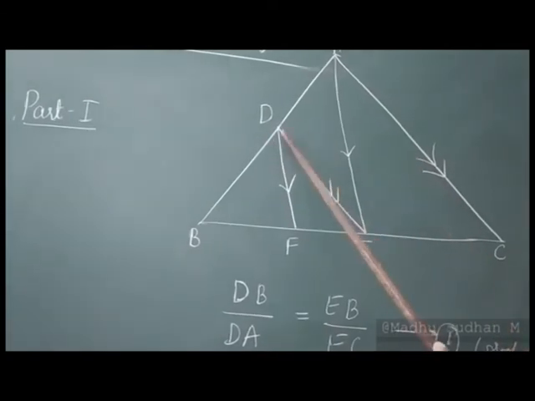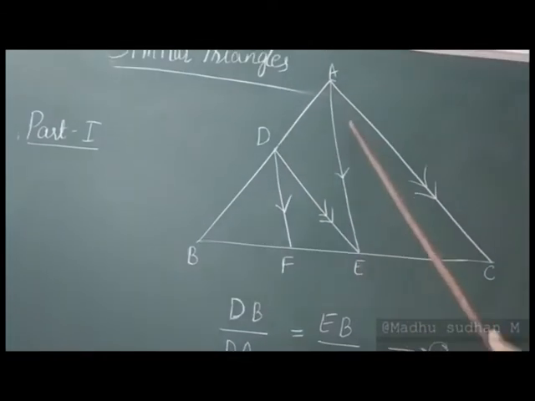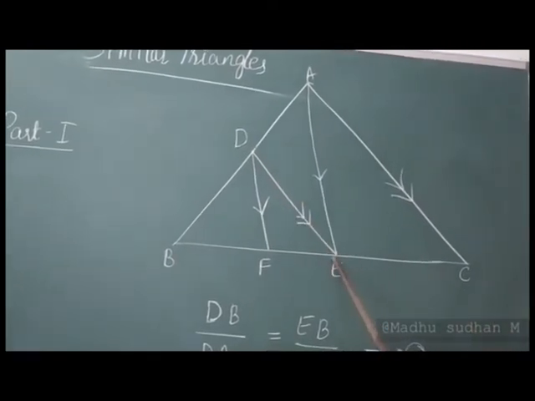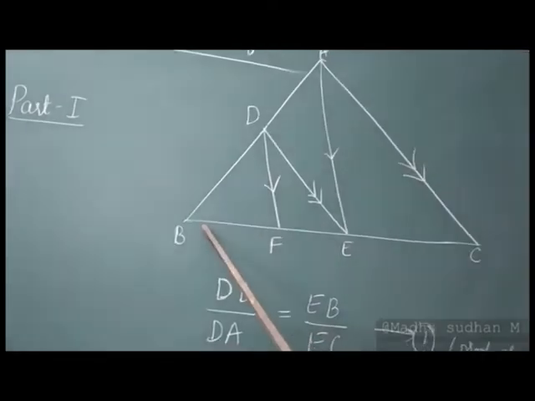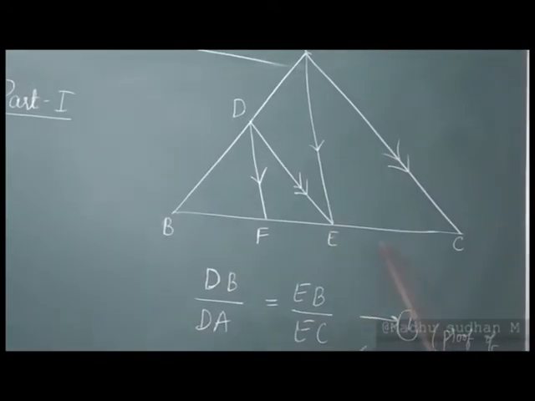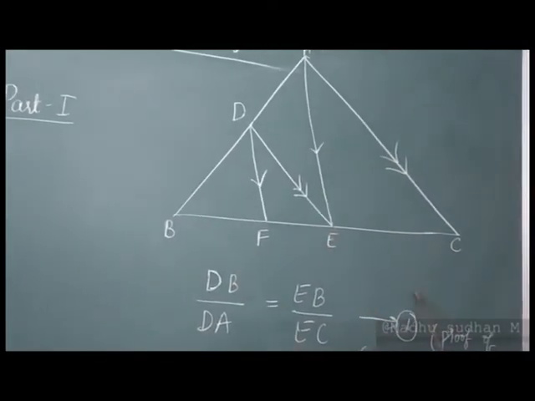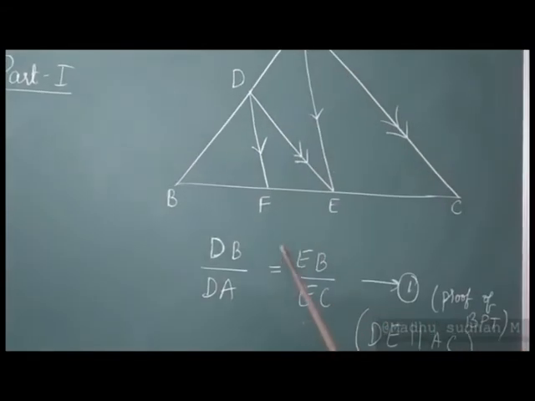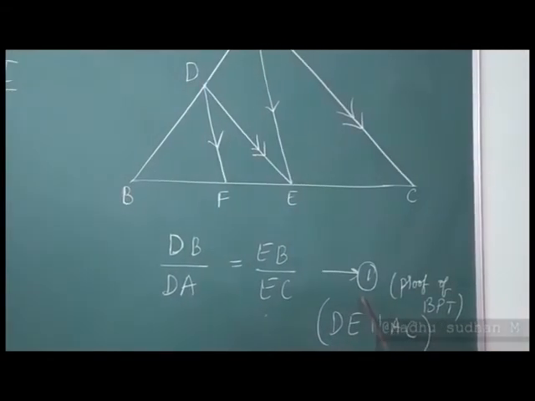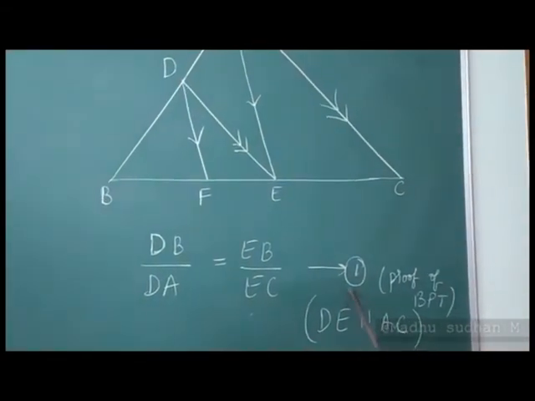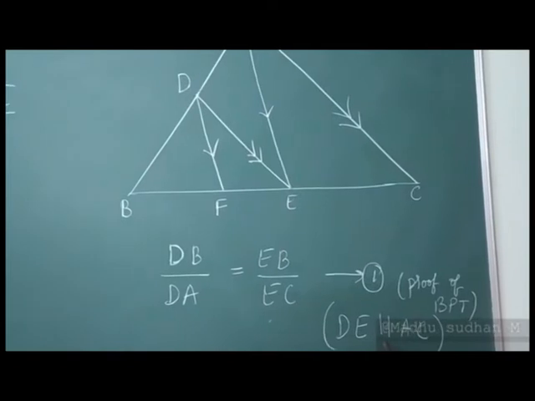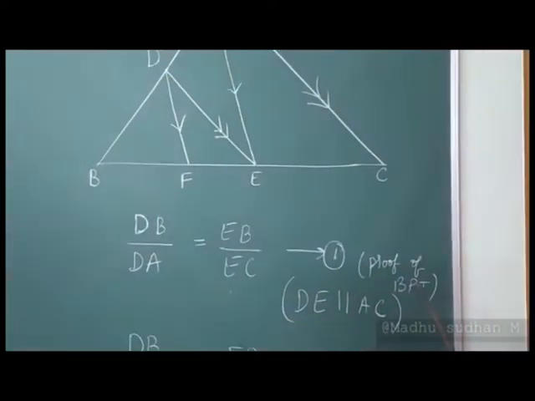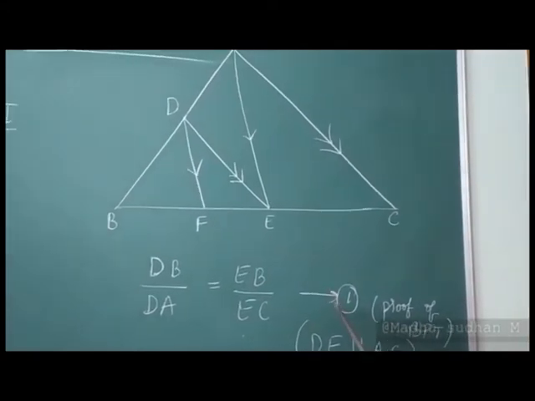So now can I find DE which is parallel to AC, right? So for DE, EB by EC, the upper part, shall be equal to DB by DA, right? That is what is written here. This is my equation 1. And whenever we write, don't forget to write the condition for that. So here DE is parallel to AC. That is the proof of BPT. Let me call this equation number 1.